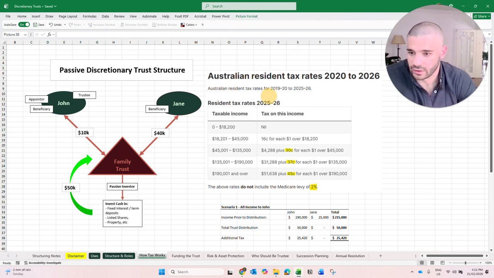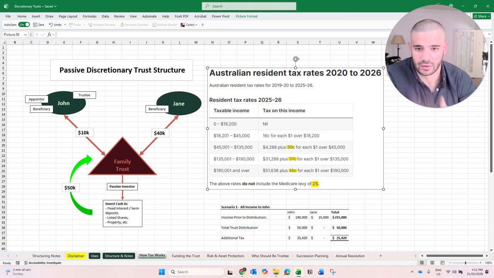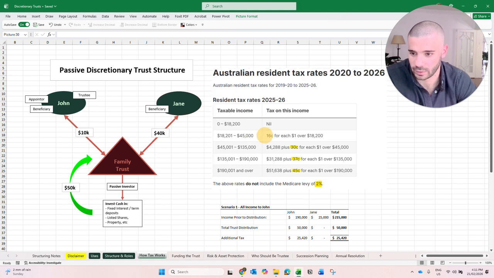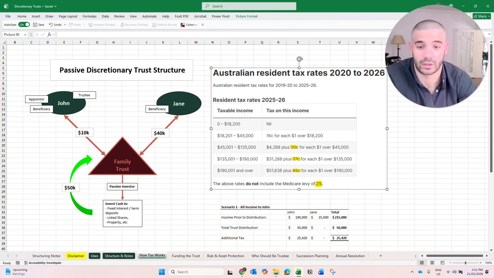Typically, the easiest way to think about this is to think about our tax rates and our existing income levels. Quick refresher on our tax rates. First $18,000 tax-free. The next bracket up to $45,000, we pay 16% tax. The next bracket up to $135,000, we pay 30% tax. Then up to $190,000, we're paying 37%, and over $190,000, we're paying 45% tax. And now remember, we have to add on the Medicare levy surcharge to all of these numbers. So the top rate is really 47% tax, okay, almost half.